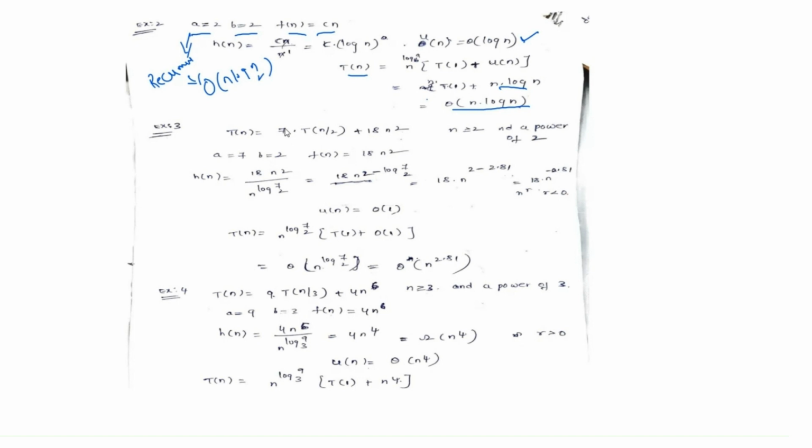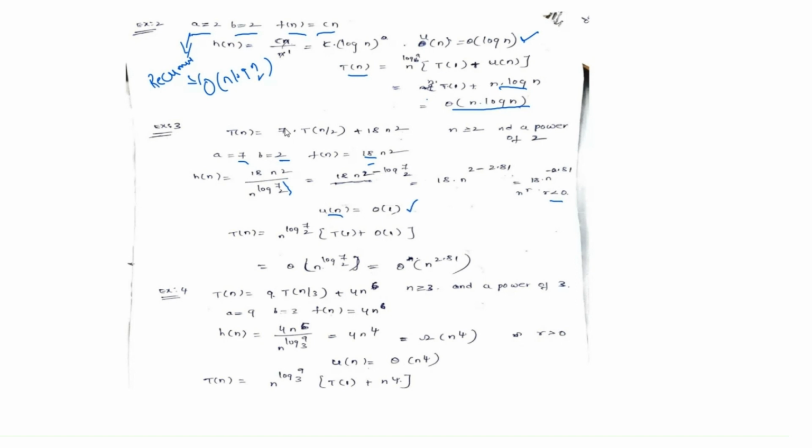So where a is equal to 7, b is equal to 2, and f of n is equal to 18n square. So here f of n, 18n square, divided by n power log 7 to the base 2. So this value will be 2.81. So 18n square, n power 2.81 will become n power minus 2.81 if I bring it out to the numerator. So this becomes the negative value. Whenever n power r and r is less than 0, my u of n is equal to constant.